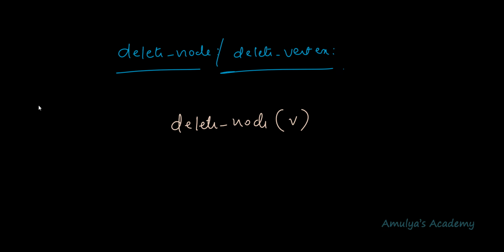Next, let's discuss the delete edge operation. How to delete an edge between the given vertices in the graph. To perform this operation, you need to mention V1 and V2, that is the start and end vertex of the edge. Okay, what will this operation do? This operation will delete the edge between V1 and V2 if V1 and V2 are present in the graph.